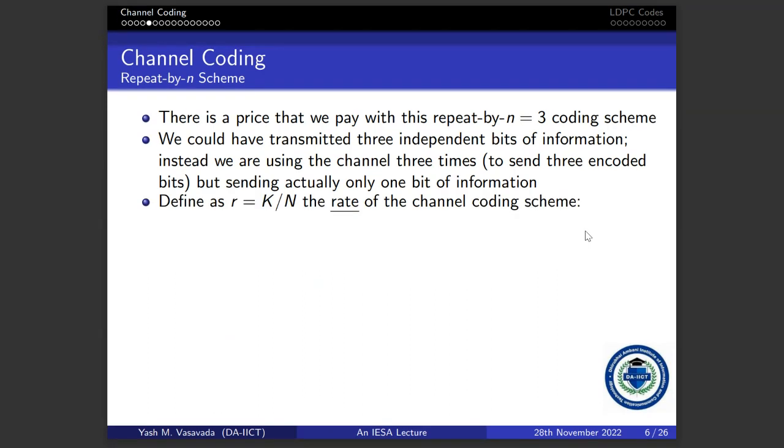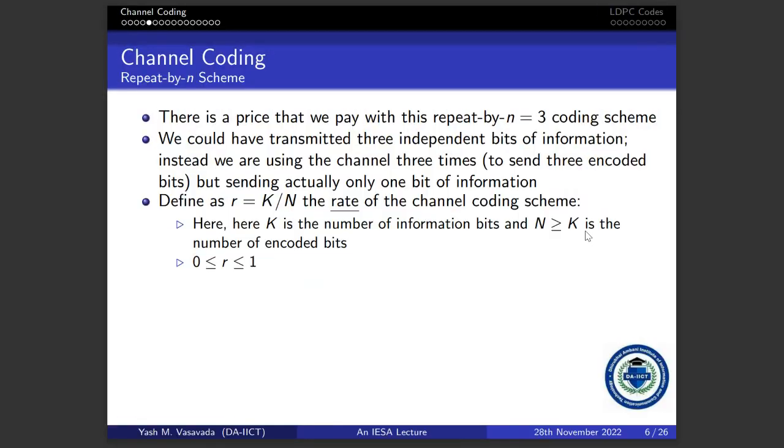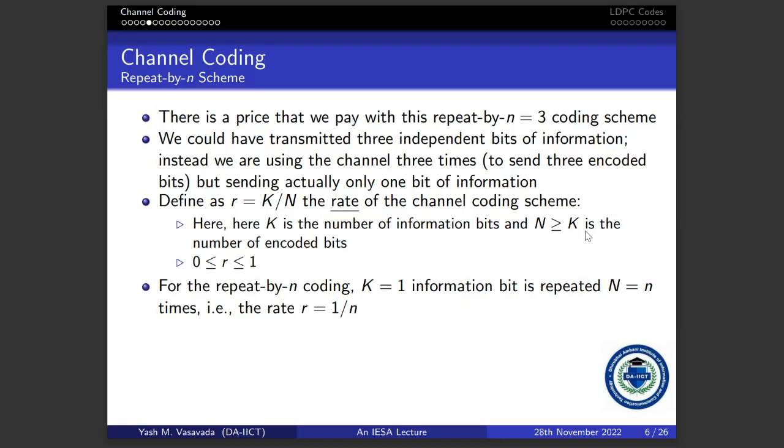So that loss of efficiency is measured by what is known as the rate of the channel coding, K divided by N. For the repetition coding, K is 1. I'm transmitting only 1 bit at a time. And capital N is 3 because I am repeating 1 bit 3 times. And so the rate becomes 1/3. In general, rate measures the efficiency of the coding scheme. If R is very close to 1, then the coding scheme is highly efficient, but maybe it is not as protective. Whereas if R becomes close to 0, then the scheme becomes highly protective.